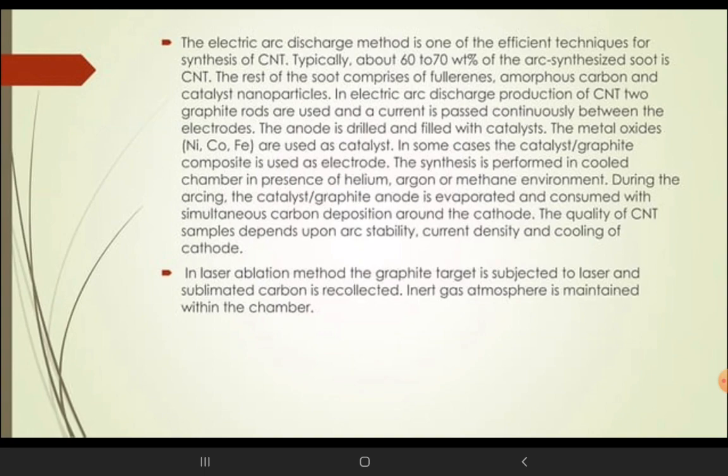In the laser ablation method, the graphite target is subjected to laser and the sublimated carbon is recollected. An inert gas atmosphere is maintained within the chamber.